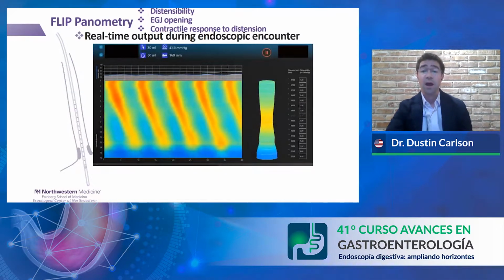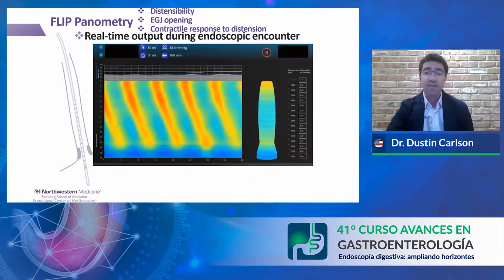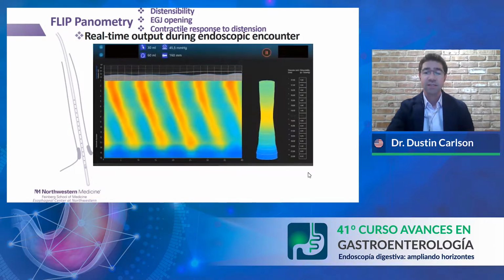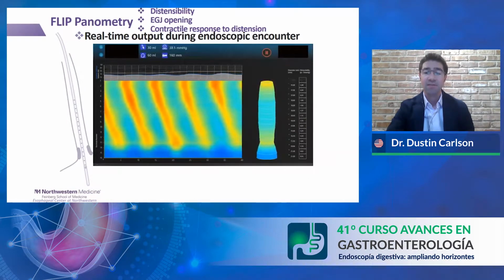And further, our FLIP panometry technique was adapted into the real-time FLIP display that now provides real-time FLIP panometry data to assess esophageal distensibility and esophageal motility in response to distension at the time of endoscopy.